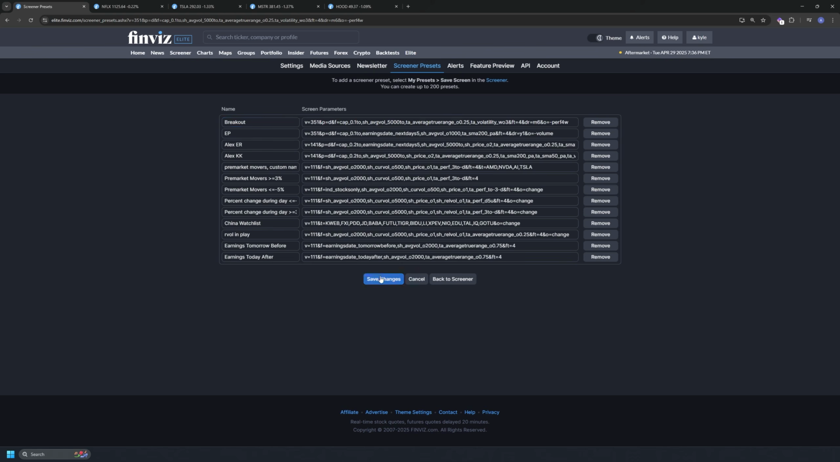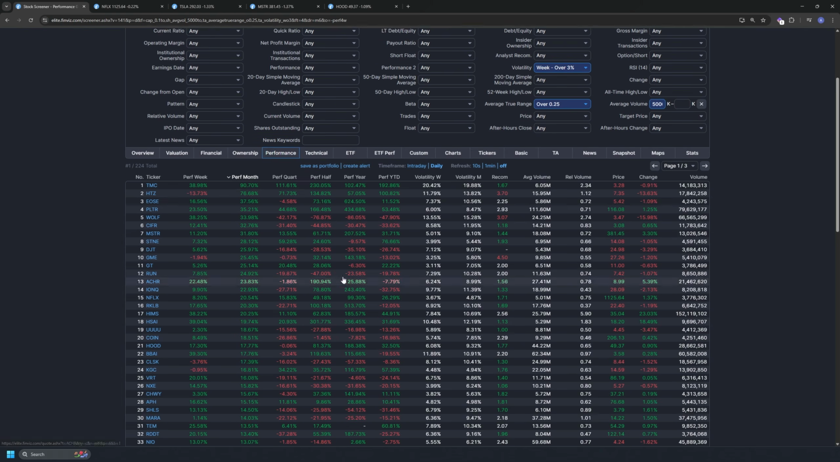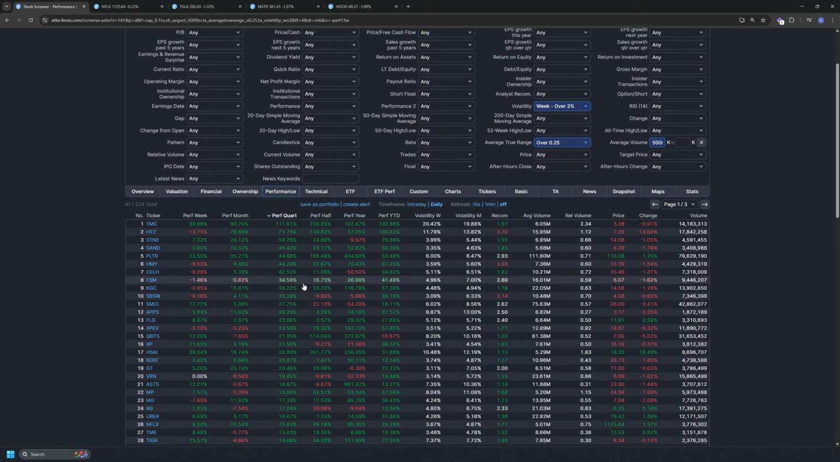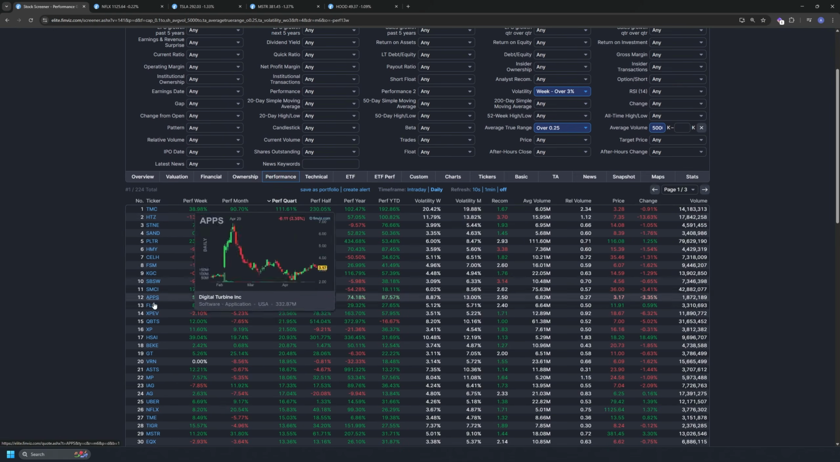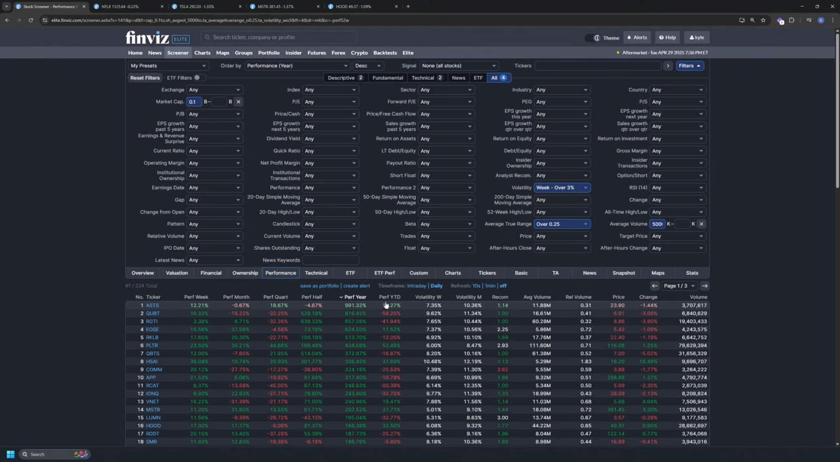And the way I like to do this one is just save it as breakout. And then what I do is go into performance. Then I'm going to look also by quarter. Who's the leader by quarter? Who's the leader in half a year, and who is the leader also per year?